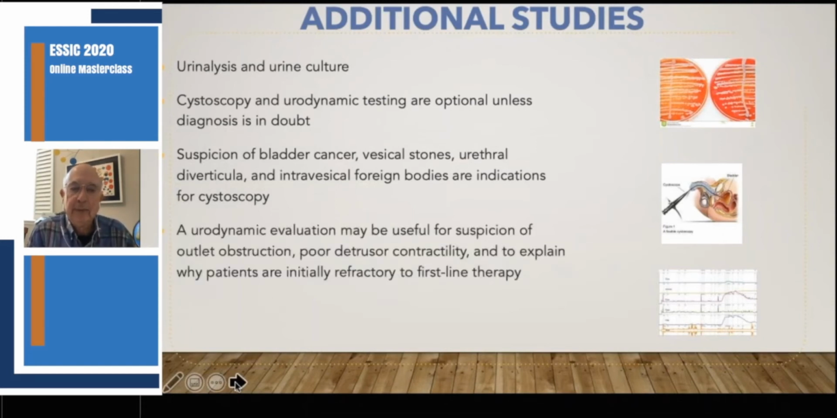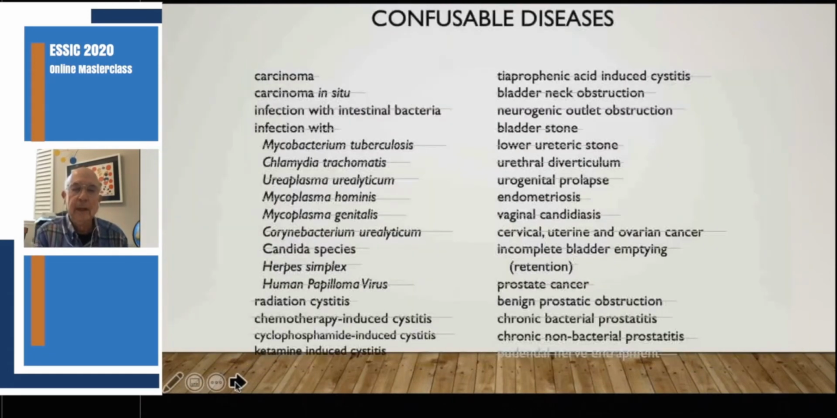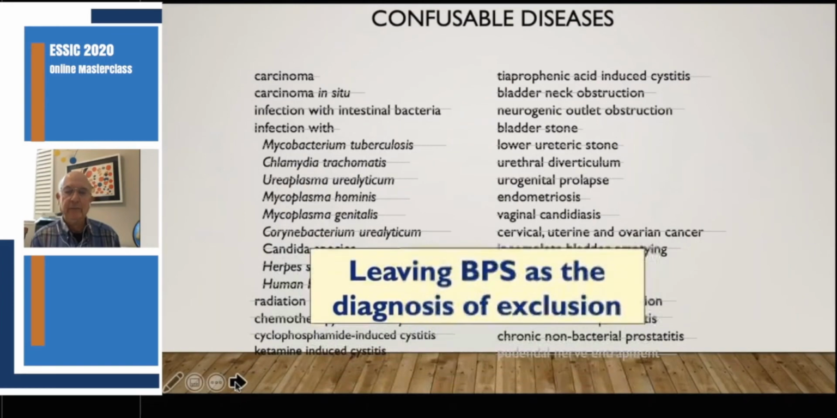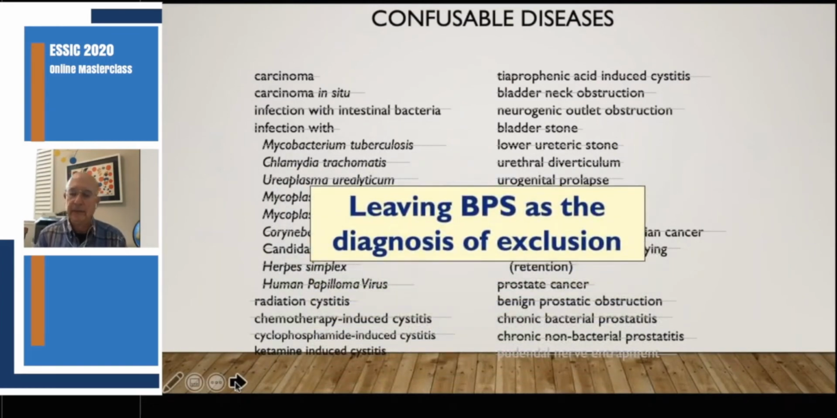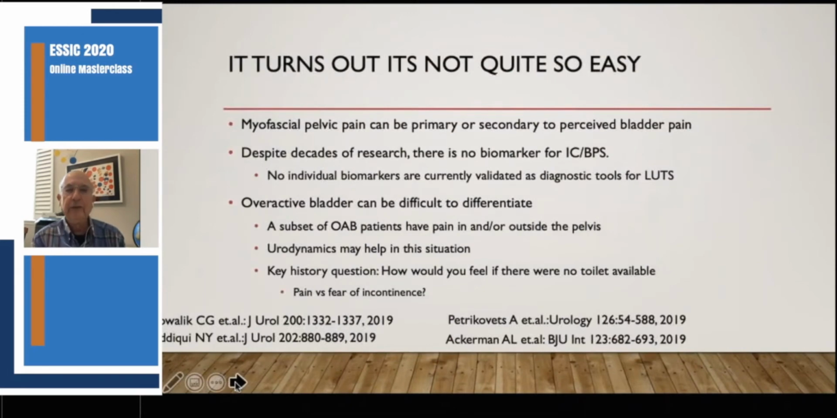And urodynamics may be useful for suspicion of outlet obstruction, poor detrusor contractility, and to explain why patients are initially refractory to first-line therapies. So once you've done all those studies, you can rule out the vast majority of confusable diseases and leave bladder pain syndrome as the diagnosis of exclusion. It turns out it's not quite so easy.